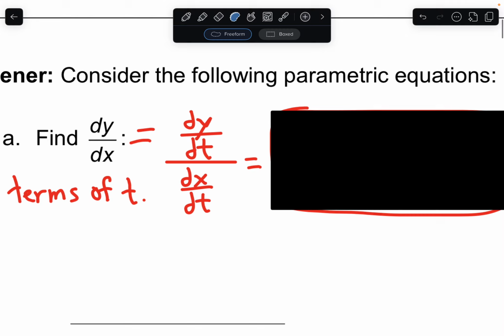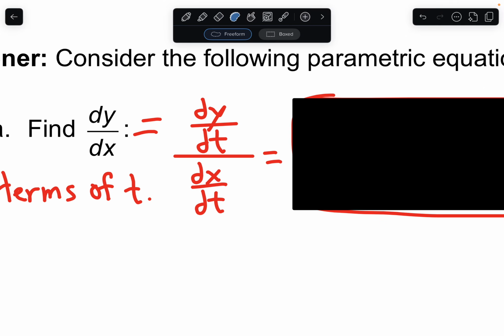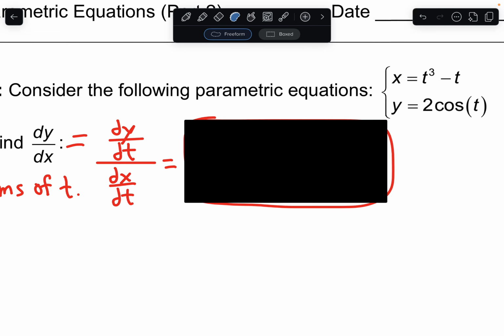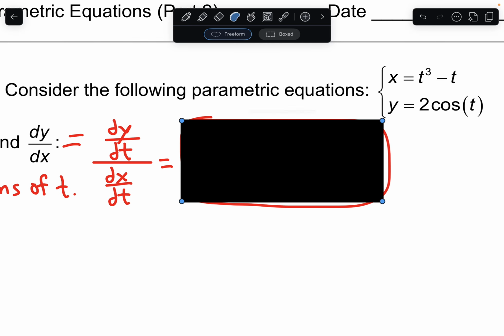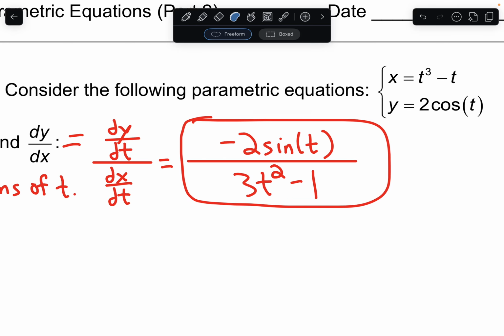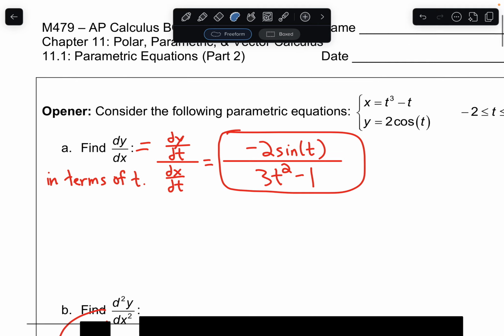So the first thing we need to do is rewrite this as dy/dt over dx/dt. And so now we're just going to do some derivatives of our given parameters. And so we get negative 2 sine of t over 3t squared minus 1. Doesn't simplify, that's fine, we're okay with that.